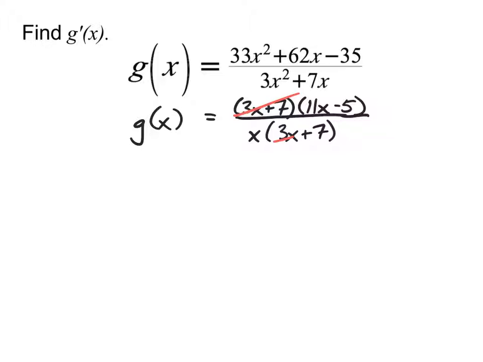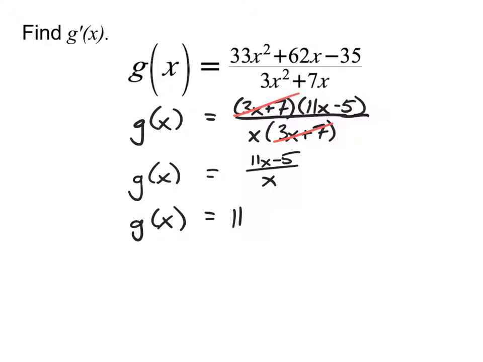And so because of that, I can cancel out those 3x plus 7s, and now I have my starting equation as just 11x minus 5 all over x. Now, it still isn't at the point where we're going to be able to find the derivative straight away, so we still need to tweak that form a little bit. I'm going to take each of these two terms and put them over x. So 11x over x is 11, minus 5 over x, and I want to be able to do the derivative, so I'm going to write this as negative 5x to the negative 1.